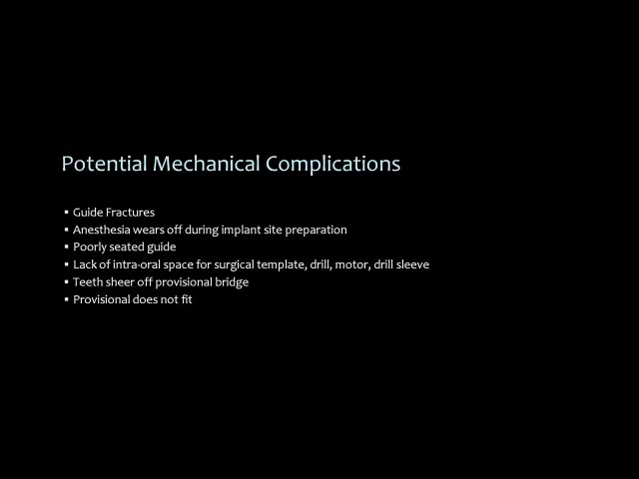The teeth can shear off the provisional bridge. So when you're planning these cases, you need to make sure you plan the implants in the proper location so that these cylinders are not too close to the facial aspect of the teeth. Because if we position the implants properly, our prosthesis will be stronger and less likely to have these complications. So that's a big benefit. And sometimes the provisional doesn't fit, and that's usually because we have an error that's amplified through the whole process.